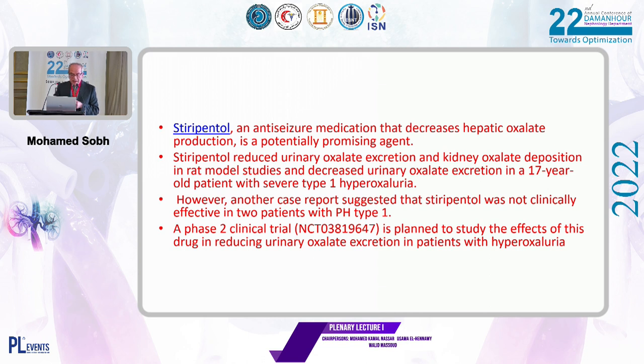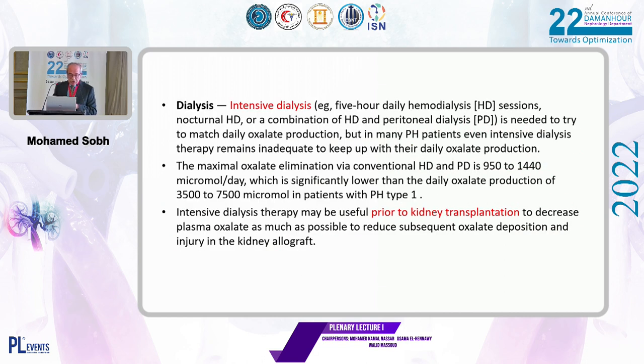And actually, in the bottom, there is a phase 2 clinical trial. This is the number of the trial. It is planned to study the effect of this drug in reducing urinary oxalate excretion in patients with primary hyperoxaluria. Actually, we tried to have this drug. It is not available in Egypt. We looked for it in Europe, but it's still expensive. And also we are trying to find if there is a generic in India or something like that. If we have it, it will be a great move in treatment of these patients.